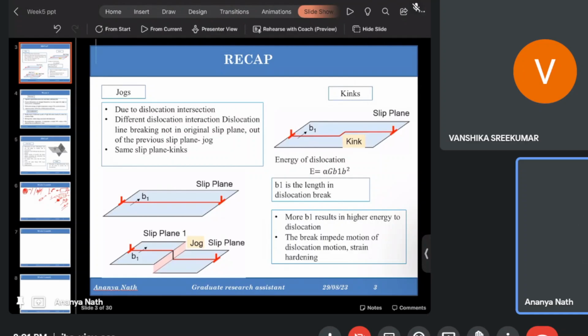I won't say you should go with this, but you can go with this if you find any relevant research work in this. You have to find the literature review. Okay, ma'am, one last question.